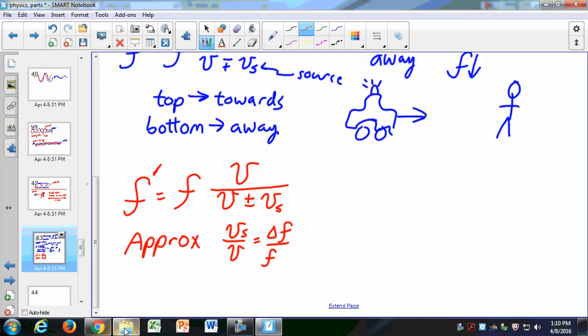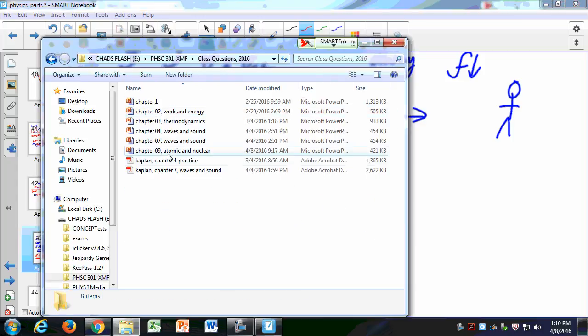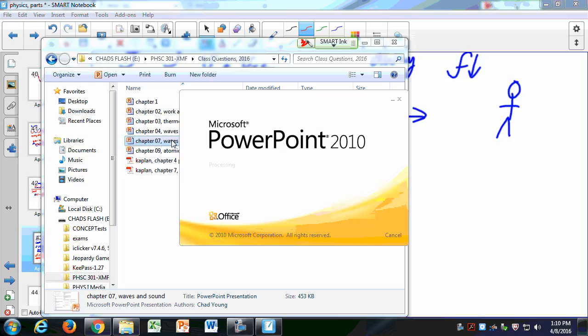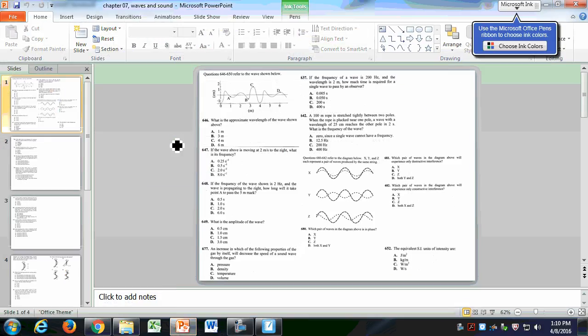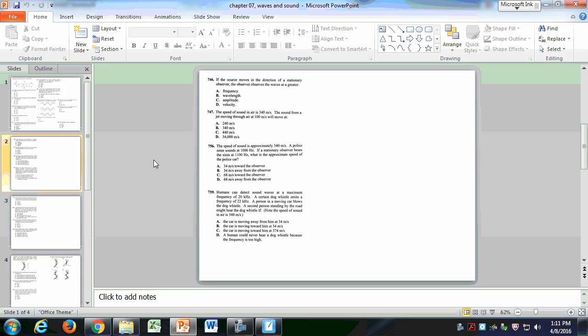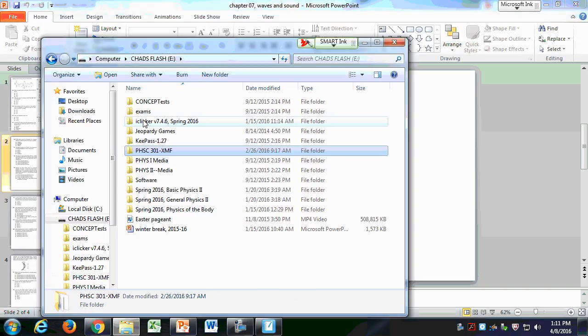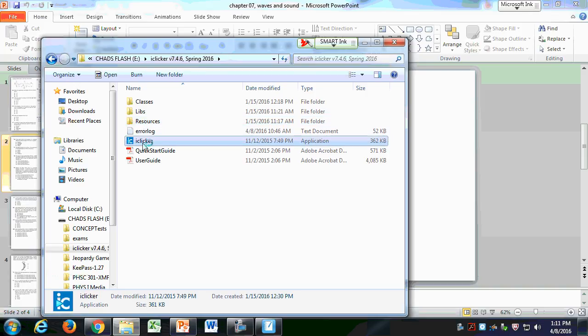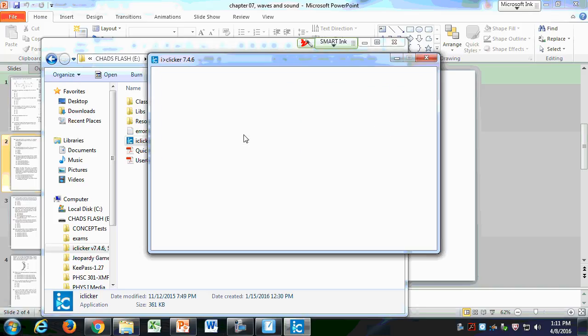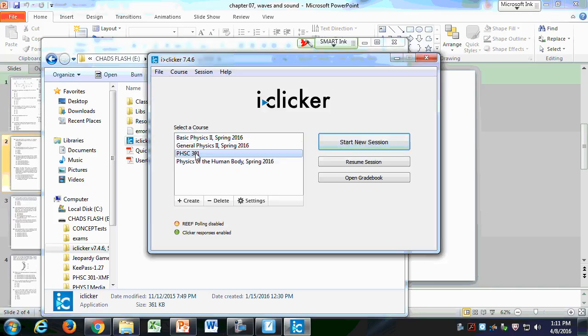On your sheet, let's try 746. This is on your second page. This one right up here. Go ahead and do that 746. It's on the second page. I'll pull up the clicker base. Go ahead and do 747 if you finish 746.